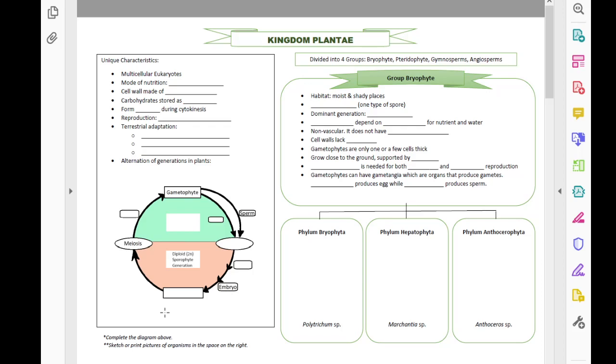Both are equally fine. So with the last video, you should be able to fill in this part about the unique characteristics of all organisms in Kingdom Plantae. Please fill in the diagrams as well. For today's video, we're going to focus on this right part, which is group Bryophyte. You'll be listing the unique characteristics of all organisms in group Bryophyte, and you can draw or sketch the appearance for some of the species in Bryophyta, Hepatophyta, and Anthocerophyta.